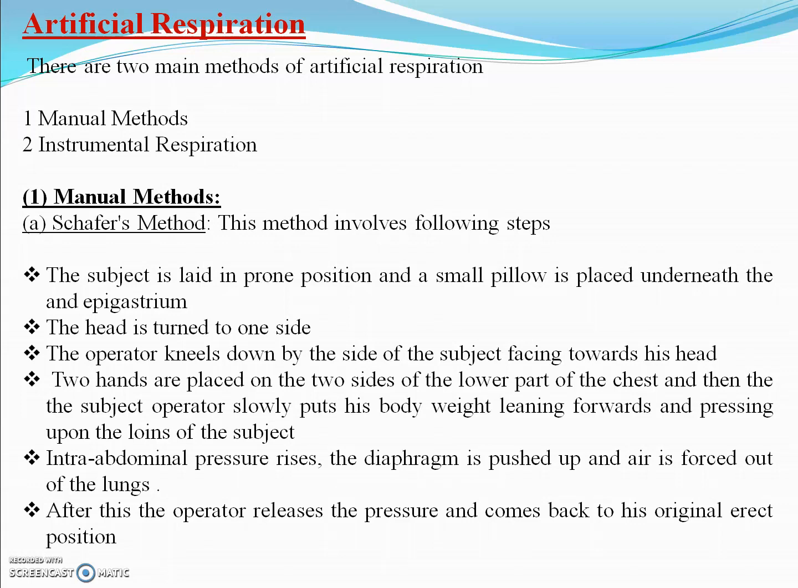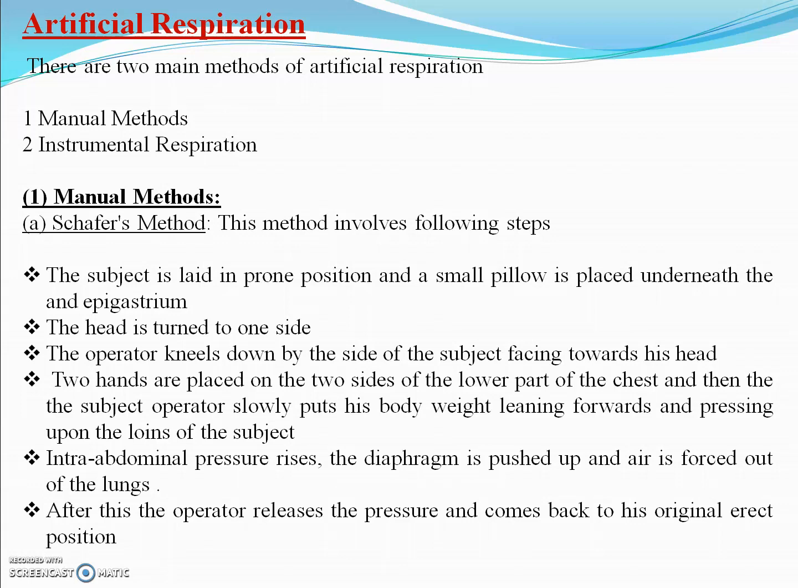The subject is laid in a prone position and a small pillow is placed underneath the epigastrium. The head is turned to one side. The operator kneels down by the side of the subject facing towards his head. Two hands are placed on the two sides of the lower part of the chest, and then the operator slowly puts his body weight leaning forward and pressing upon the loin of the subject.